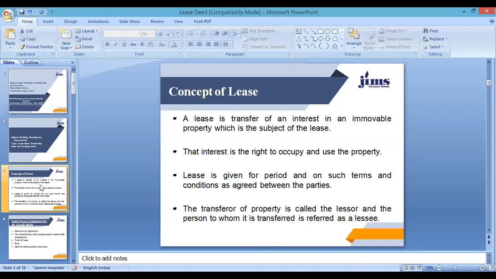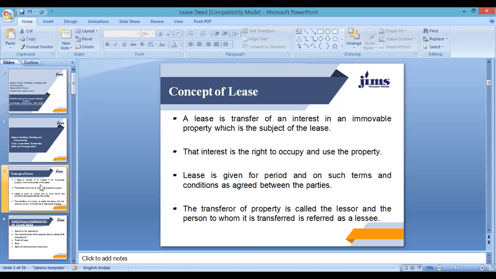As far as the concept of lease is concerned, it is submitted that a lease is a transfer of an interest in an immovable property, which is the subject of lease. From this, my dear students, we may infer that lease pertains only to immovable property. As such, there cannot be a lease of movable property, like in the case of sale of movable as well as immovable property.